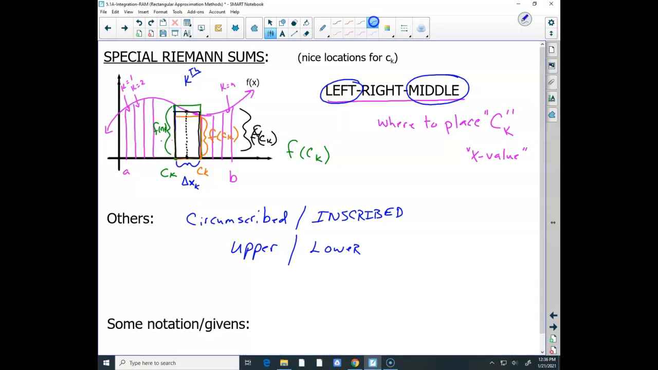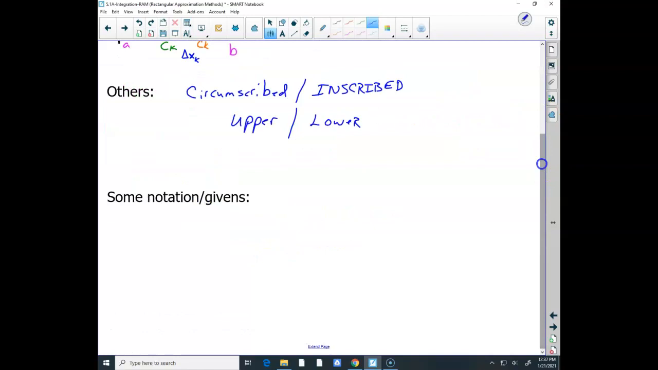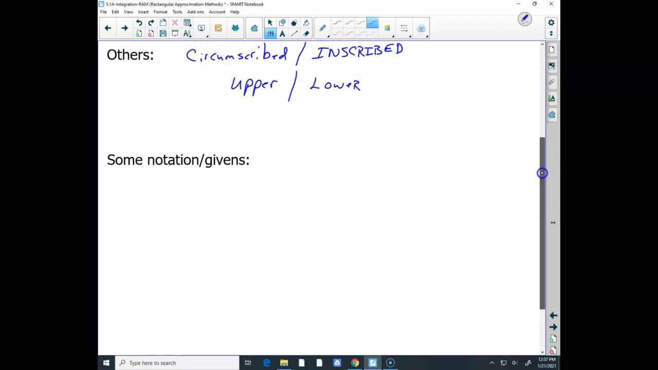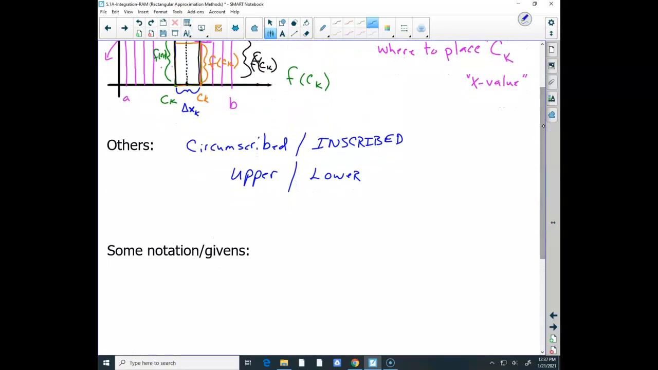Okay? Some notations or givens that we're going to be doing through here. Just understand here in the beginning of our integration, f of x is always going to be greater than 0. That just means my curve is going to be above the x-axis. It's going to be greater than or equal to 0 on our interval from A to B. Okay? It's always going to be bigger.